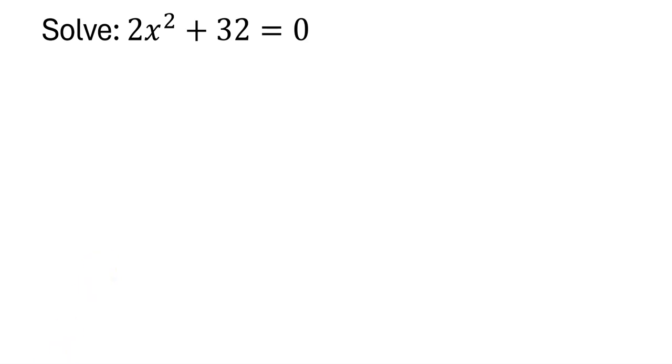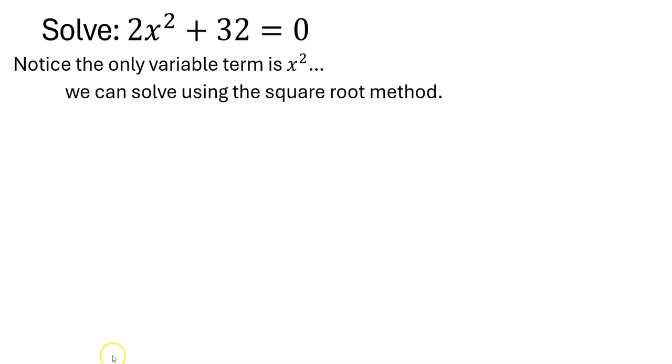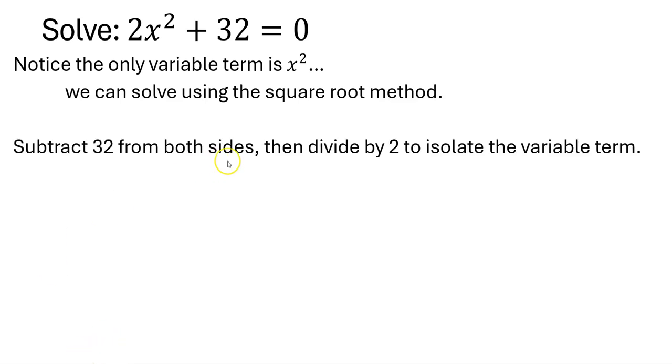Now when you're solving quadratic equations, it's always good to take a look at what you have. So notice that the only variable term that we have is x squared. Therefore, we can solve using the square root method. Get that x squared by itself. So we're going to subtract 32 from both sides and then divide by 2 to isolate that variable term.